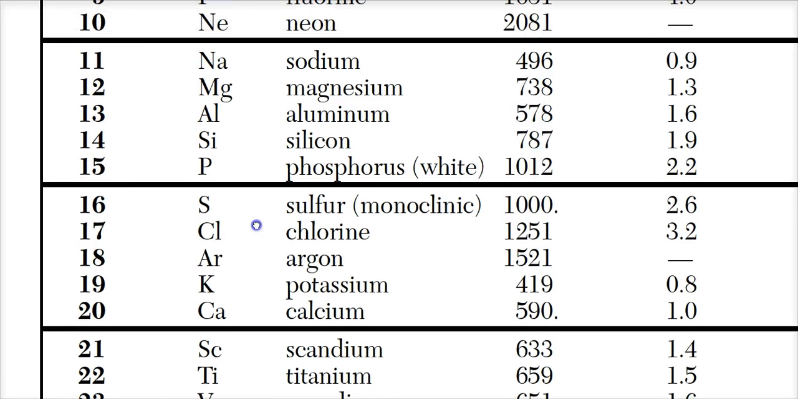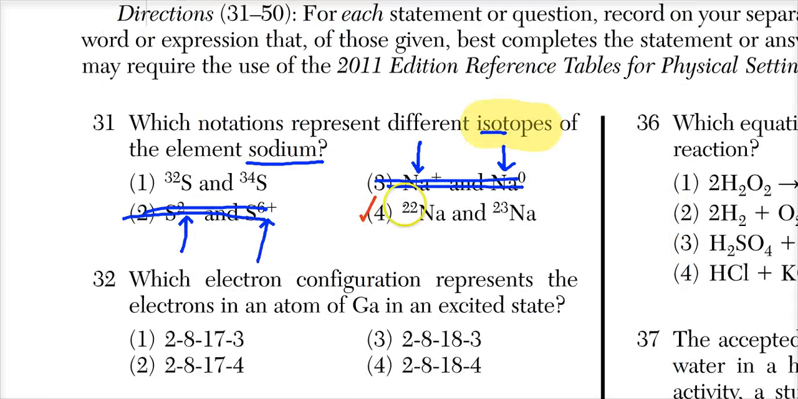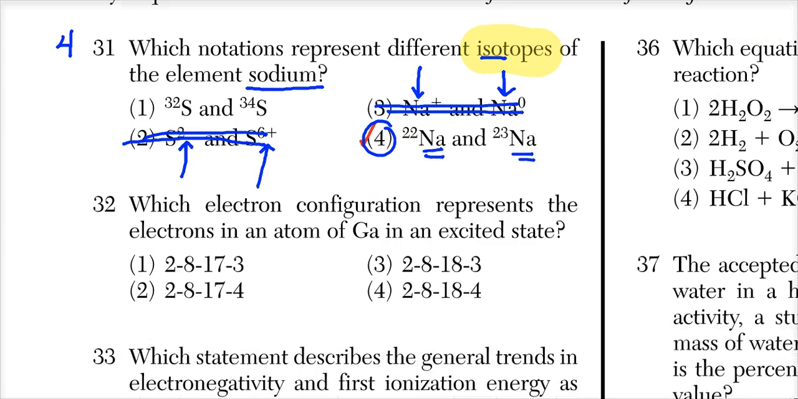But you had to know that isotopes were the same element, different number of neutrons, and that, of course, sodium is Na, and natrium is the old, I believe, Egyptian name of sodium. In any case, moving forward. So the answer is choice 4 for number 31. Isotopes: same element, same number of protons, different number of neutrons, therefore a different mass number, but of course sodium is Na. Okay, number 32.